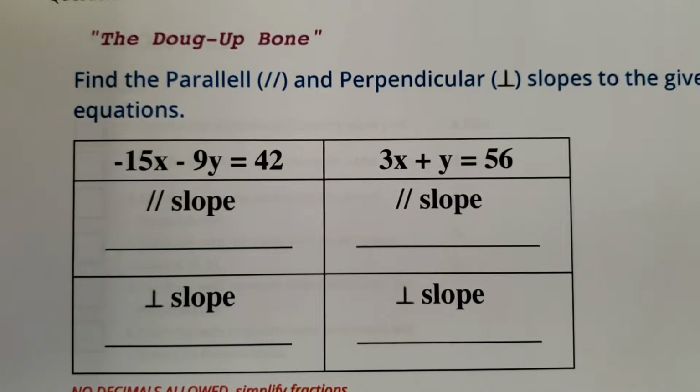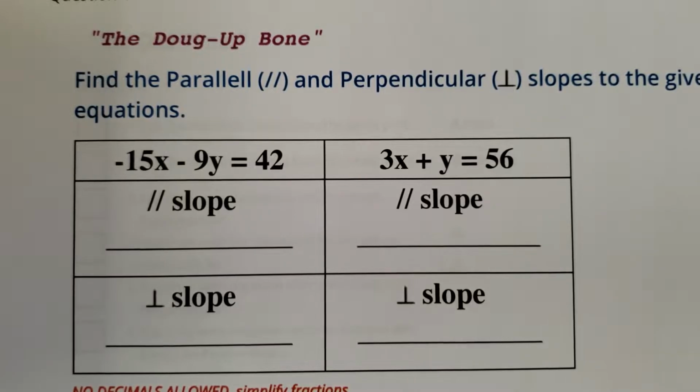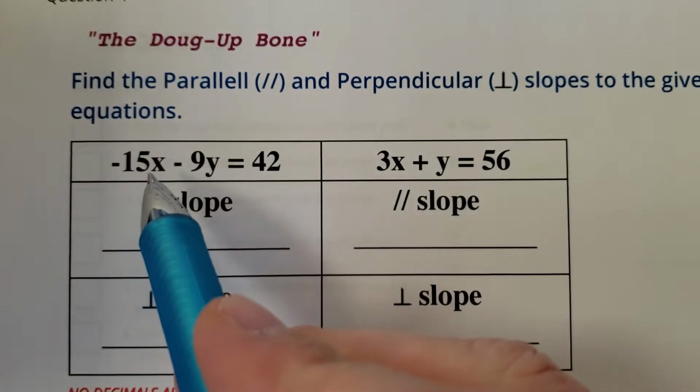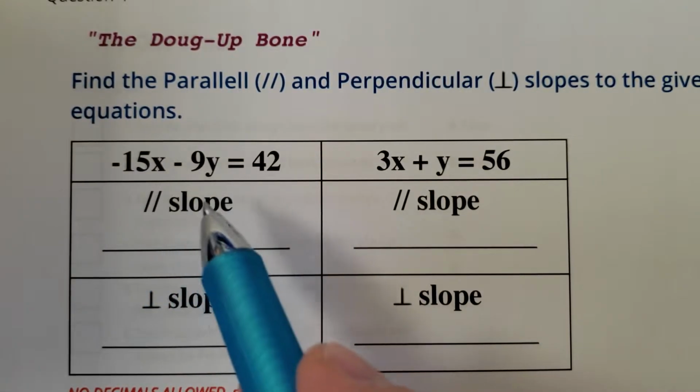All right, let's do the dug up bone. Find the parallel and the perpendicular. Oh, okay, so we just have standard form now. All right, this ain't no big deal. So we're in standard form, so we got to find, first of all, just the slope.